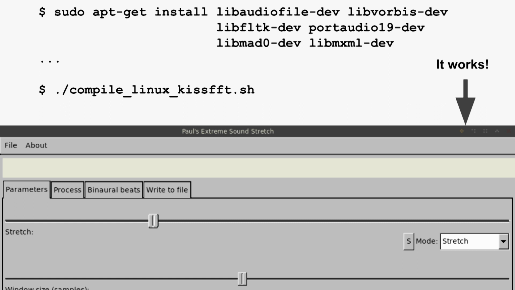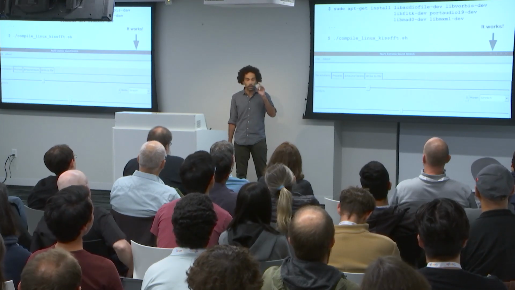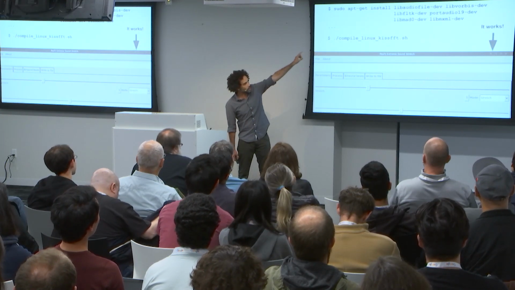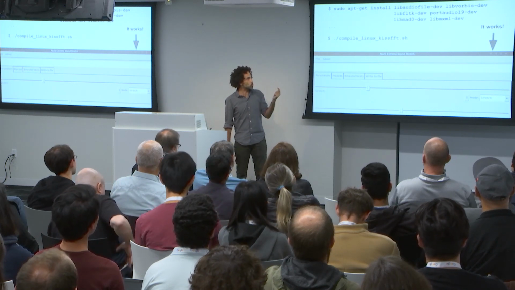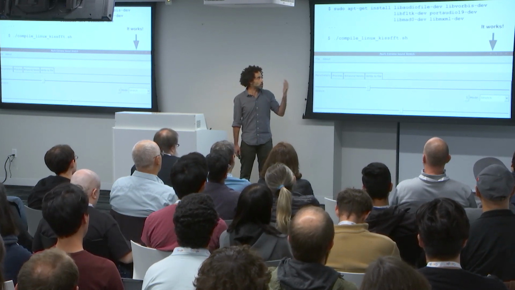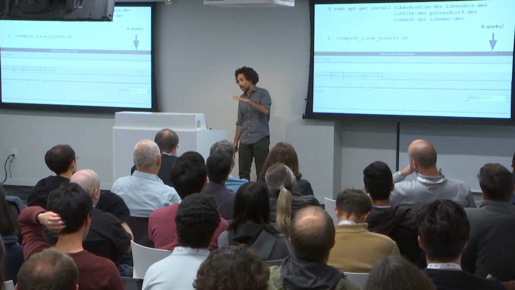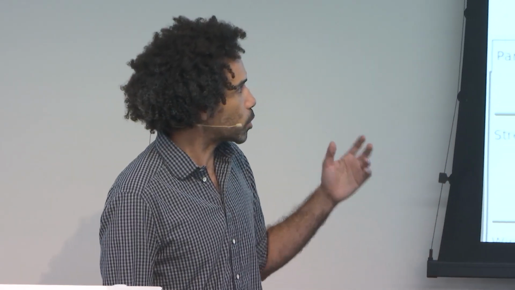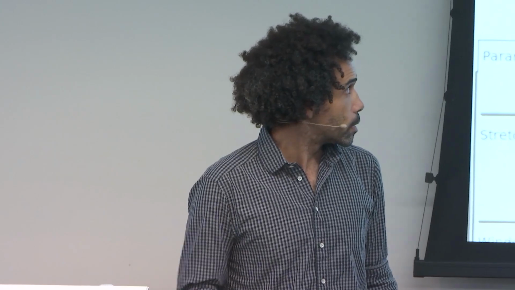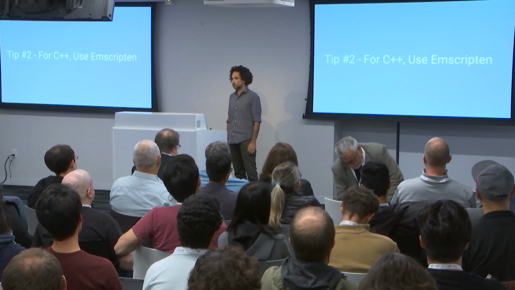The reason that it's important is that you learn a couple of things about compiling normally. What you learn is, look at all these libraries that I needed: libaudiofile, libvorbis, libfltk, portaudio, libmad, libmxml. These are all things that maybe, or maybe not, I will need to port to make this project work. What I'll also learn is that when I compile the code, I know that it actually compiles. I know that it actually runs, I got something that I could play around with, so great. Step 2, for C++, use emscripten.